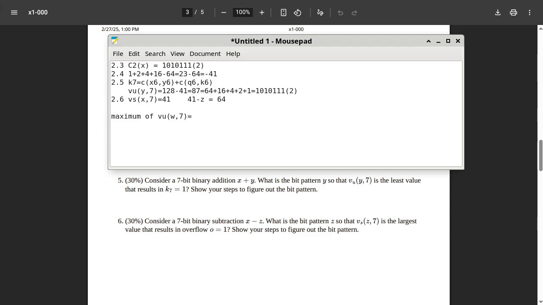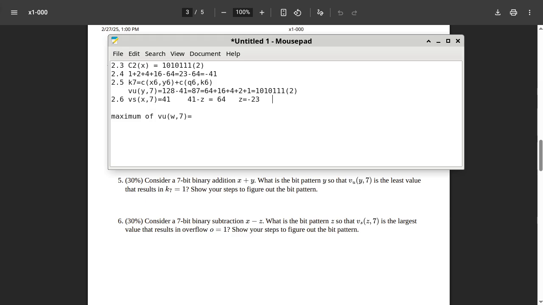So now this is just algebra. So solve for z. So what is z in this case? Negative 23? Yep, that is correct. So z is negative 23, and we want it to be a bit pattern in this case.